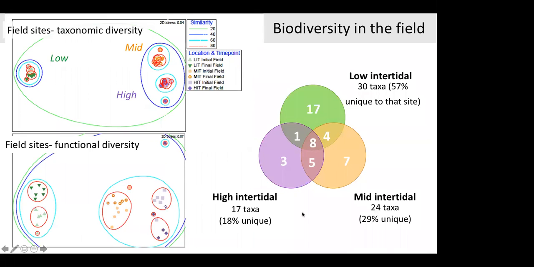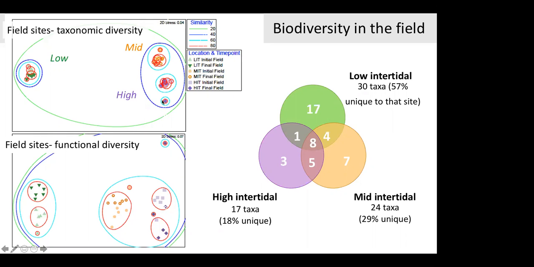So for the field sites, what we found was that the low site had the greatest diversity, and the site highest in the intertidal had the lowest diversity. These plots show that. These are called NMDS plots, and basically they're a form of cluster analysis.